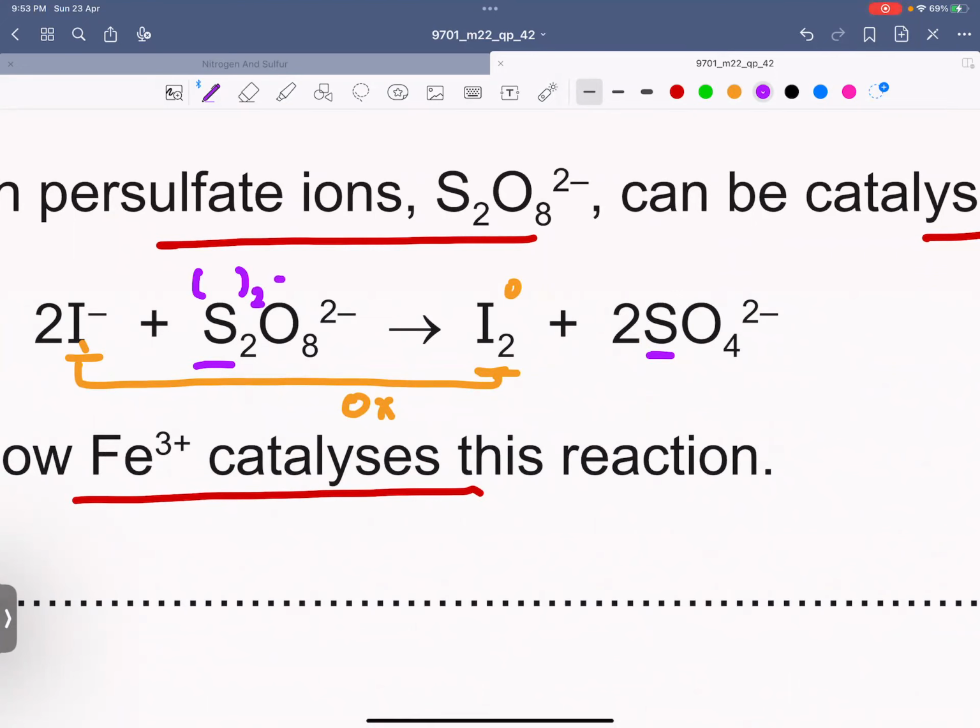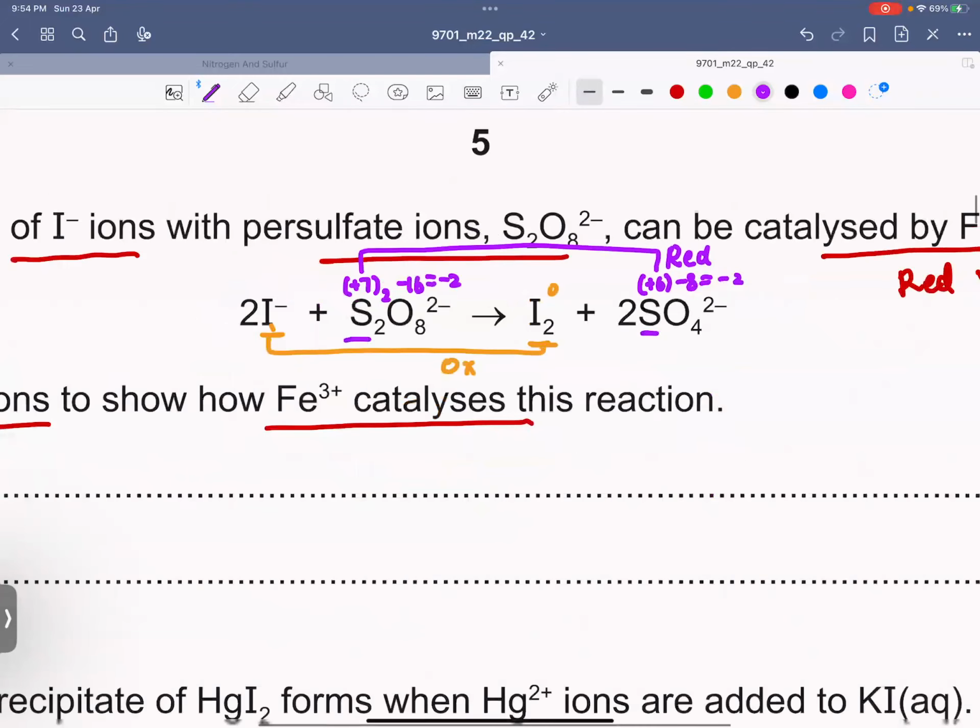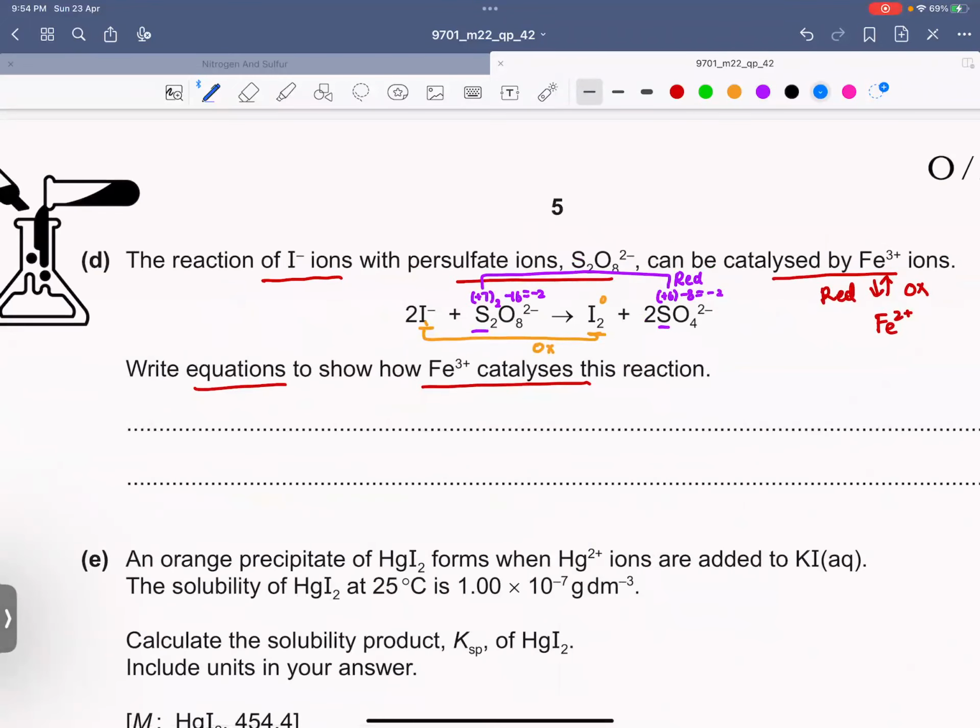Yes, it is -16. Net charge is -2, which means plus 14, and each sulfur has +7. And if you work on the charge over here, the sulfur in the sulfate is always +6. And here it's -8 and the net charge is -2. So see, it is changing from +7 to +6, which means reduction.